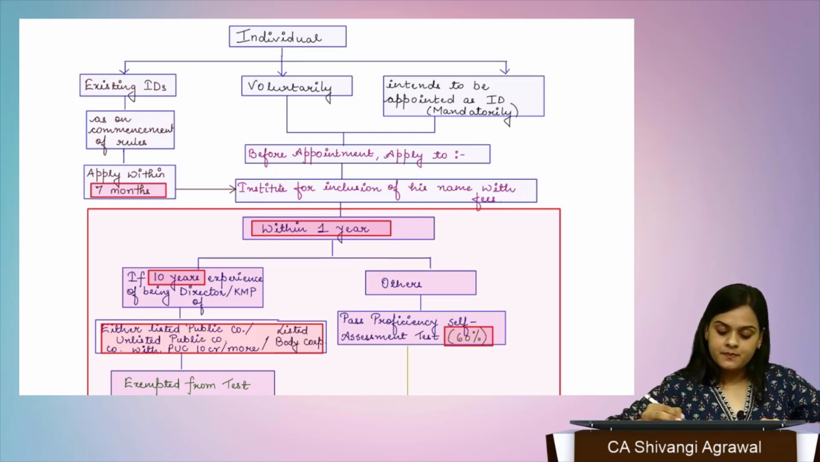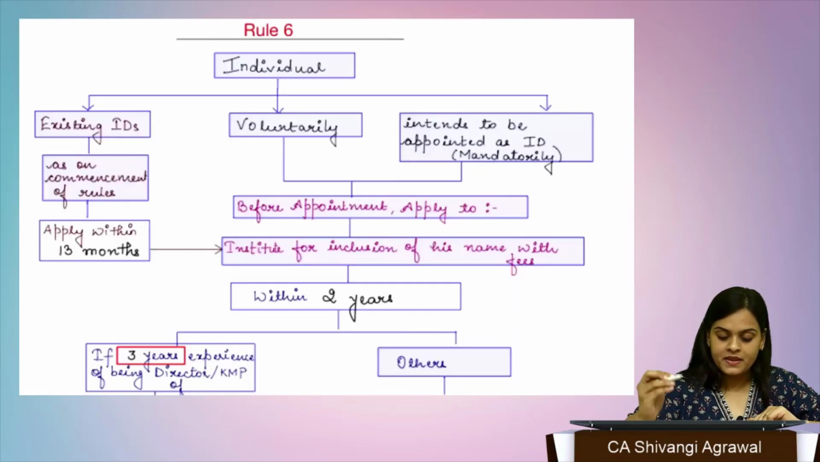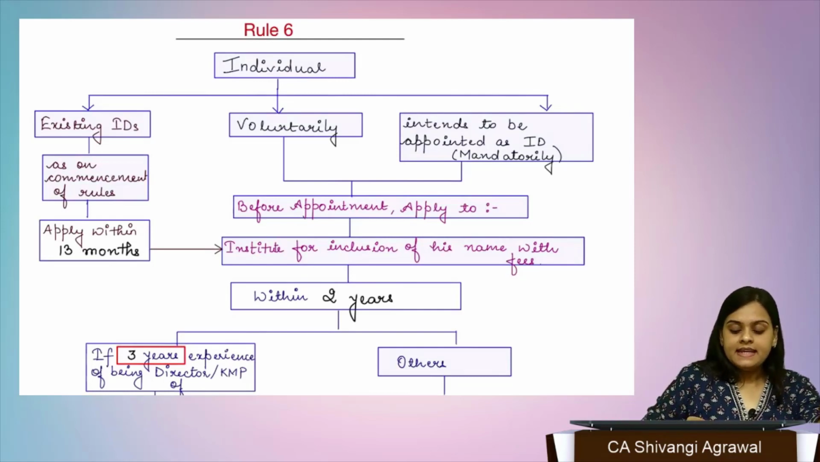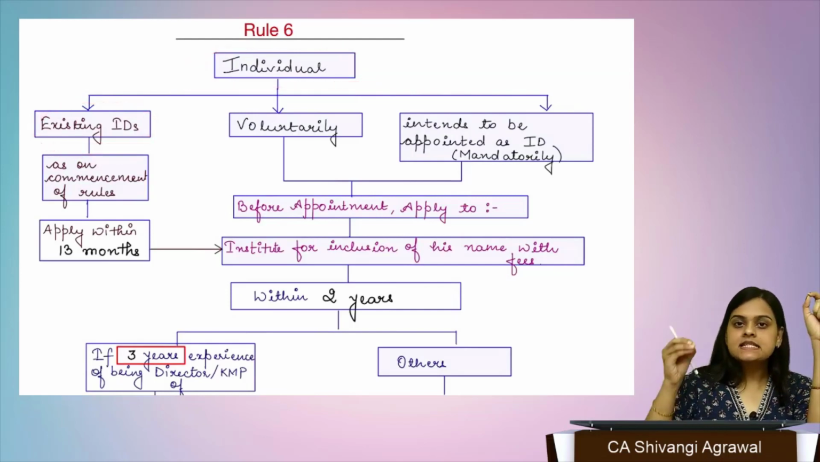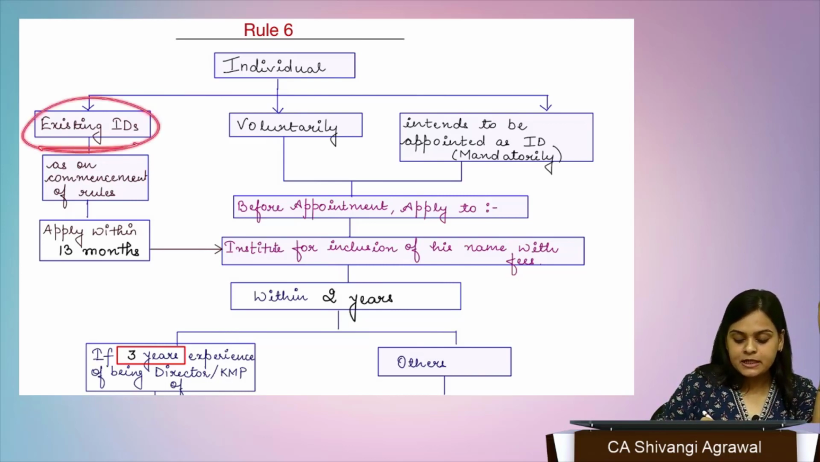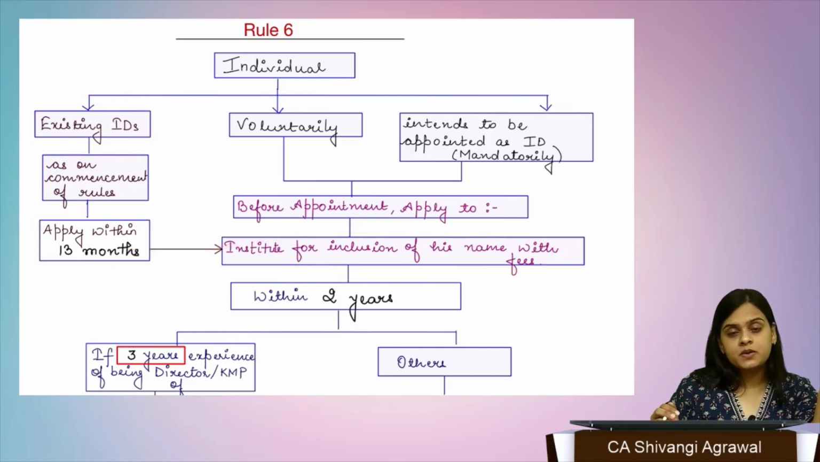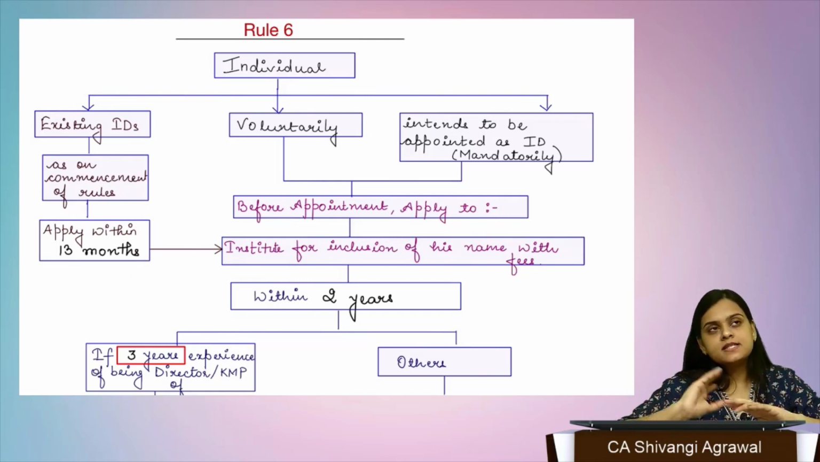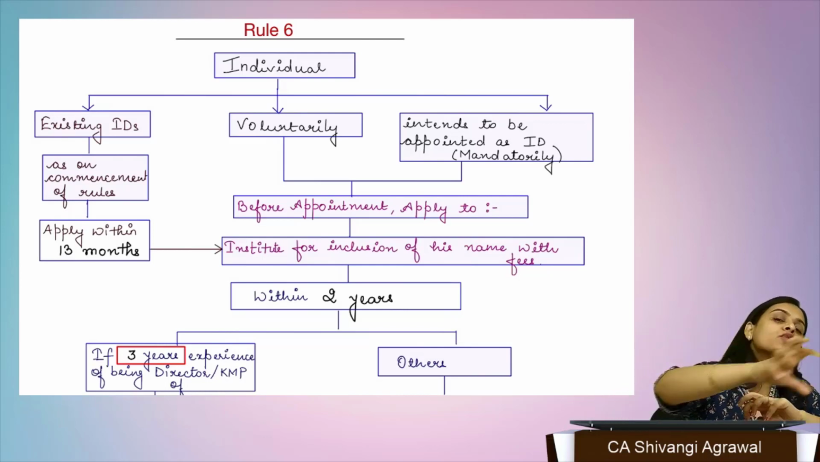And what are the changes? The changes have been highlighted in red, so the major changes are over here only. Any individual, he may be the existing independent director when this rule came into picture. If he is the existing independent director, he has 13 months to apply for his name in the institute. Now what institute? The MCA, that is Ministry of Corporate Affairs, has notified an institute. Which institute? Indian Institute of Corporate Affairs.